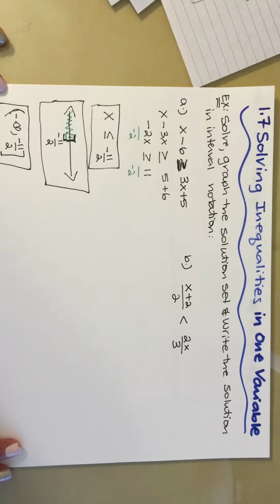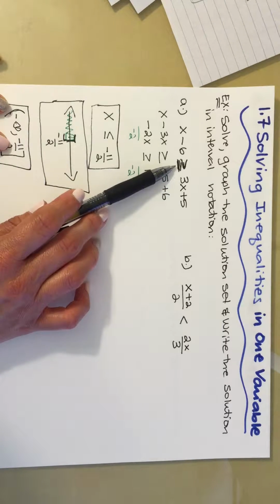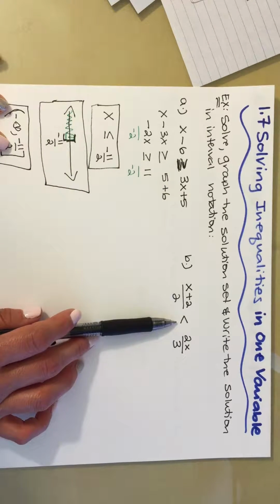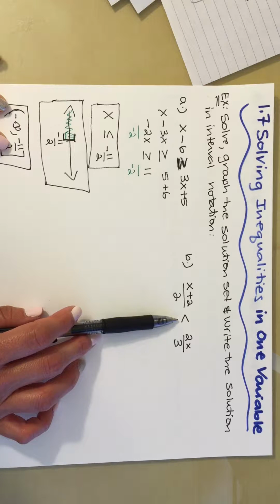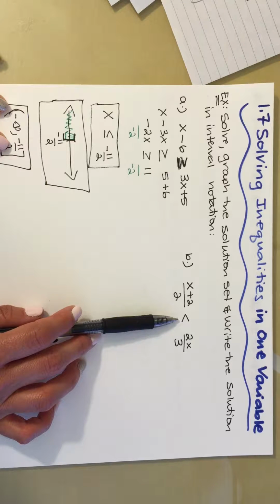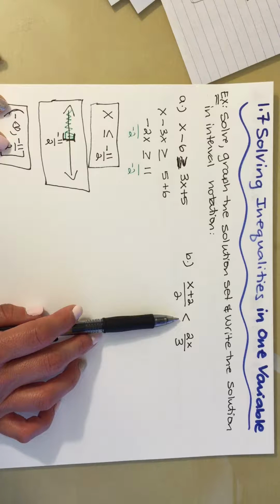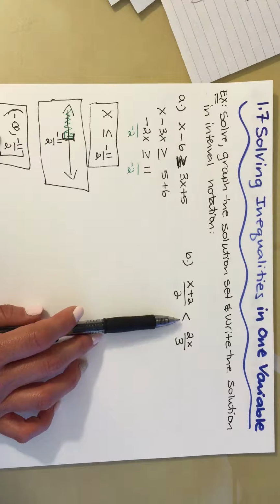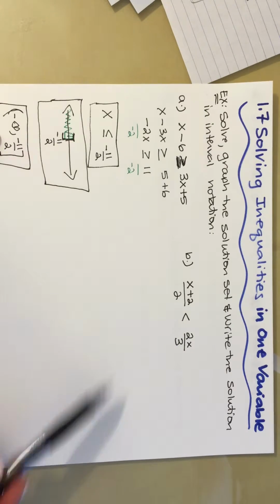Solving inequalities is similar to solving an equation. However, there are differences. One difference is that we don't have an equal sign, we have an inequality symbol. Also, when we divide both sides of an inequality by a negative number, or when we multiply both sides of an inequality by a negative number, we have to change the direction of the inequality. You will see that in the first example.